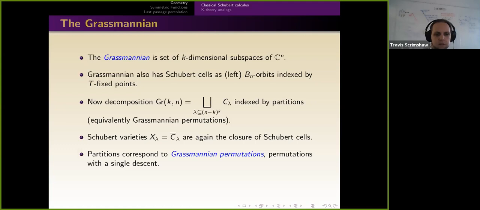Grassmannian permutations are permutations with a single descent. And we can use the Schubert varieties, again, to build a basis for the cohomology ring of the Grassmannian.